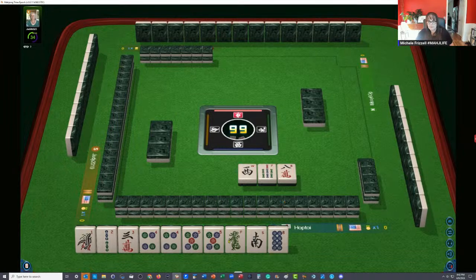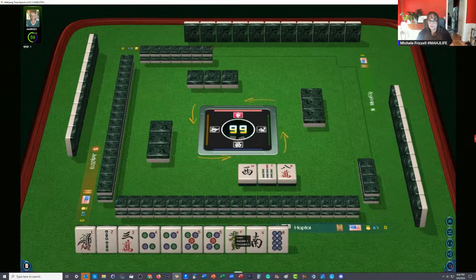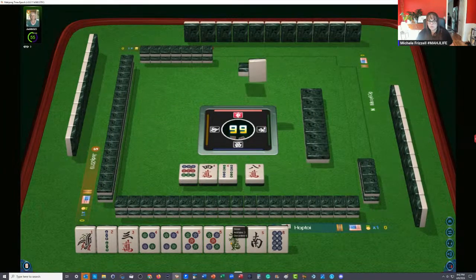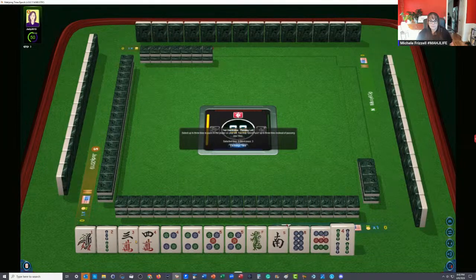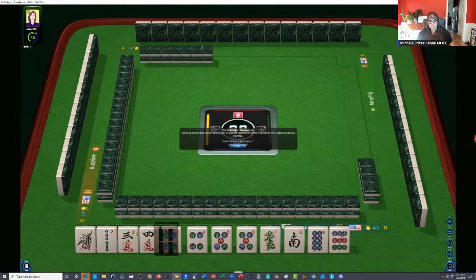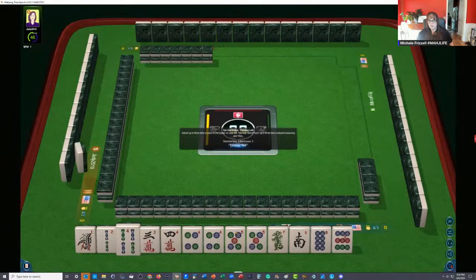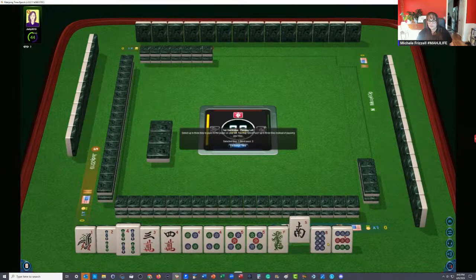Offsuit dragon right there. That's called an offsuit dragon. If you have number tiles in one suit and then a dragon that doesn't correspond, that is called an offsuit dragon. There's 3, 4, 4, 5. Here's a 4. So we have all 1 through 4 there. We have tiles we can pass.